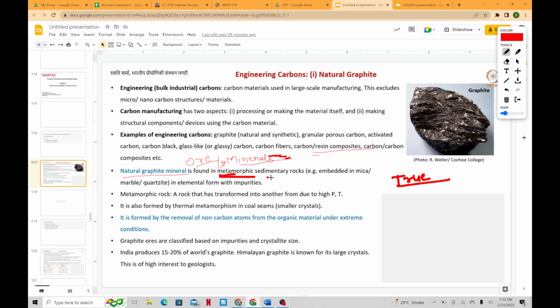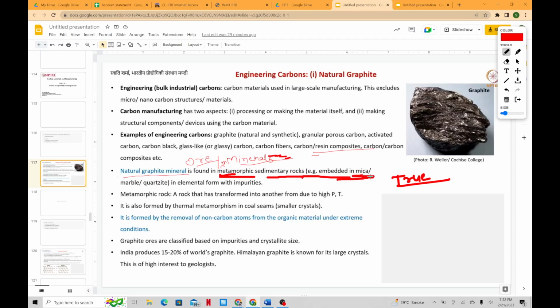Here you can see metamorphic and sedimentary rocks. Again, a new word came, right? There is one book, I forgot the author, Minerals and Ore Beneficiation. If you are from the metallurgical department, you will probably know there are several types of rocks, metamorphic, sedimentary, and so on. Even I do not remember all those examples. For example, embedded in mica. Mica is also an ore kind of material.